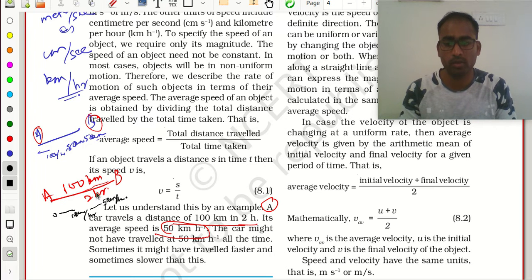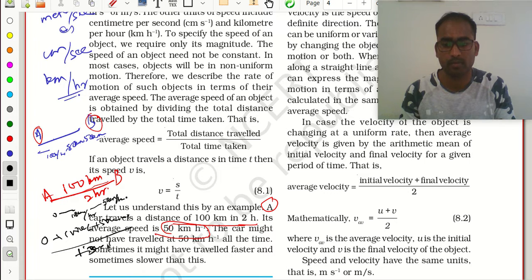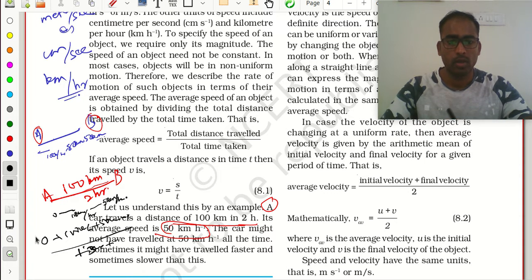So then what I will do is measure the average speed. I will add 0 plus 100 km per hour plus 50 km per hour upon the number of quantities, meaning the total time taken. Okay, have you understood here?